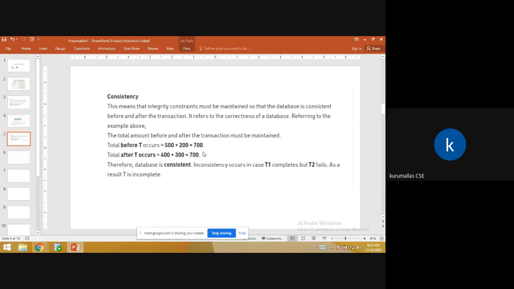Next, consistency. The amount should be the same before the transaction and after the transaction, which means it is essential that the execution of a funds transfer from one account to another preserves the consistency of the database, right? The value of the sum A plus B must be the same before and after. That is the consistent data.